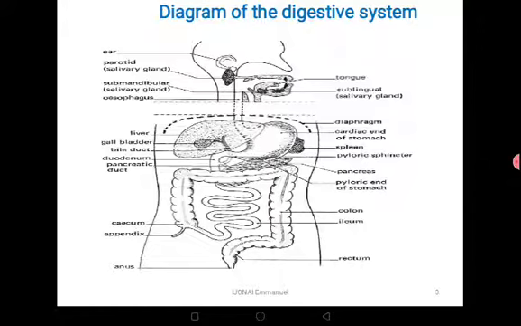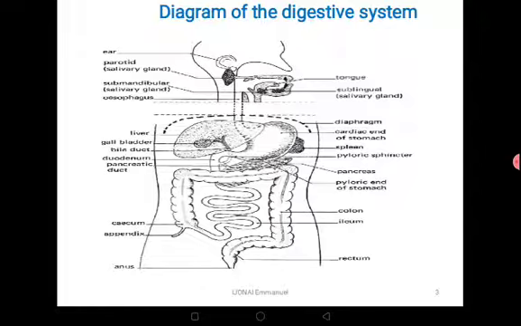The ileum. After the duodenum, you have the ileum. So the ileum is highly coiled. I think you can see it is highly folded and relatively smaller, but highly folded. Later on, we shall see why. Why is the ileum highly folded?